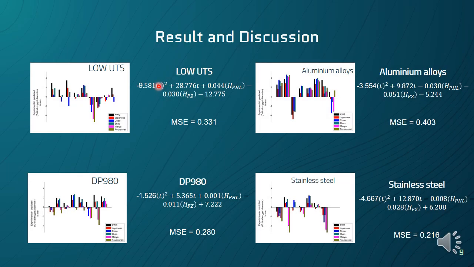As you can see that we have proposed different equations for different materials. There is an equation being proposed in each case, like for the low UTS steel, aluminium alloys, DP980 and stainless steel. In each case the error is low and a safety factor is introduced to ensure pull-out failure.